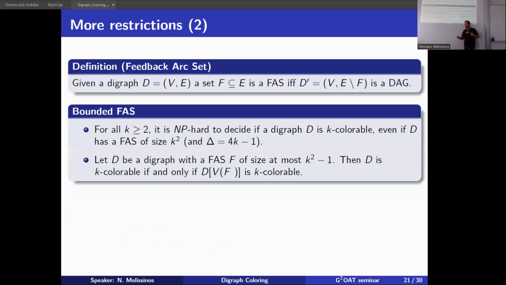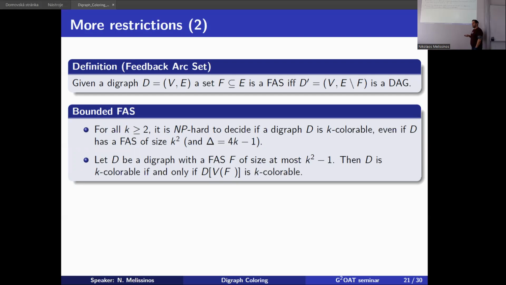Okay, so then we decided to consider the feedback arc set. The directed is not needed here. The feedback arc set is a set of arcs; when you remove those arcs, the graph becomes acyclic. And again, we managed to show that the problem is NP-hard if the feedback arc set is k squared, while the problem becomes tractable if the feedback arc set is k squared minus 1. And again, we can do it based on the vertices related to the feedback arc set.